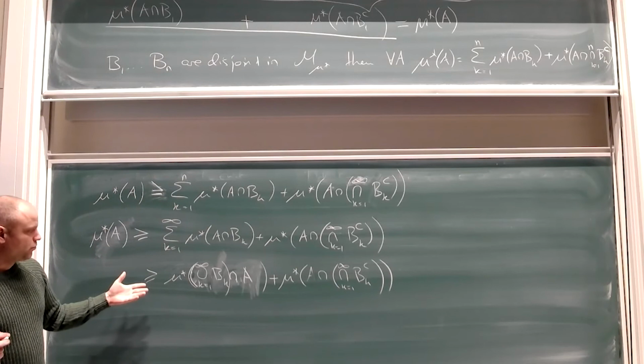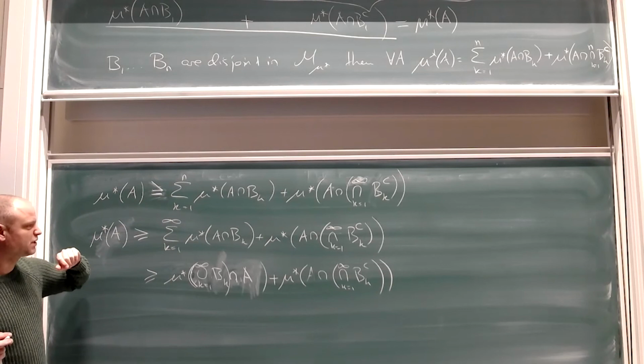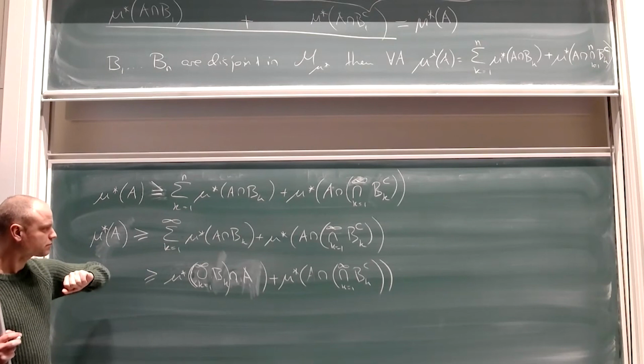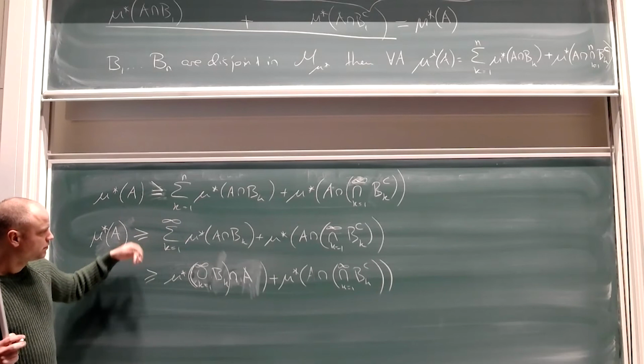Now you use the fact, so from here on, what do we want to establish? We want to actually establish that these two are equal. Now we have an inequality here. It's also nice because right now we know that this is an outer measure. So instead of doing the infinite sum, this is bigger than or equal to if I do the infinite union.